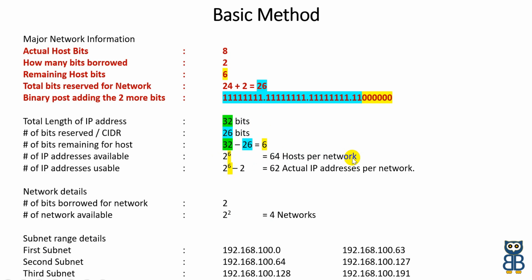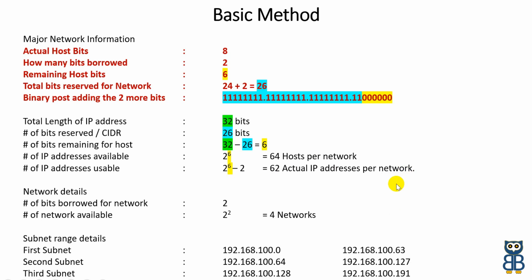As I told you in a previous video, all the IP addresses cannot be assigned to host devices. We need to remove 2 IP addresses from the total count, one for the network address and one for the broadcast address. Now 62 IP addresses can be used for the hosts within the subnet. One IP address is reserved for the network ID and one IP address is reserved for the broadcast address. We are talking about only one subnet.